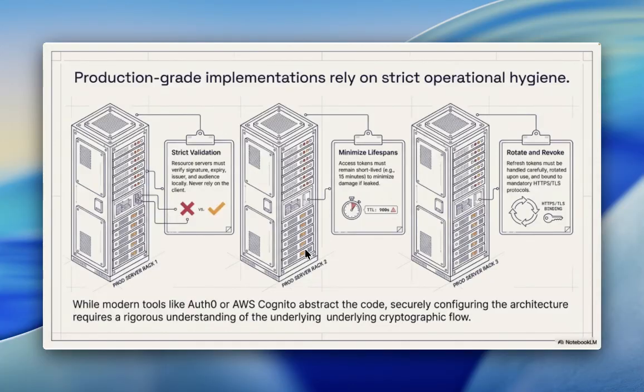A production-grade implementation relies on strict operational hygiene. Strict validation: the resource server must verify signature, expiry, issuer, and audience. We never rely on the client. While modern tools like Auth0 or AWS Cognito abstract the code, securely configuring the architecture requires a rigorous understanding of the underlying cryptographic flow. Minimize lifespans: access tokens must remain short-lived, for example 15 minutes, to minimize damage if leaked. Rotate and revoke: refresh tokens must be handled carefully, rotated upon use, and bound to mandatory HTTPS/TLS protocols.